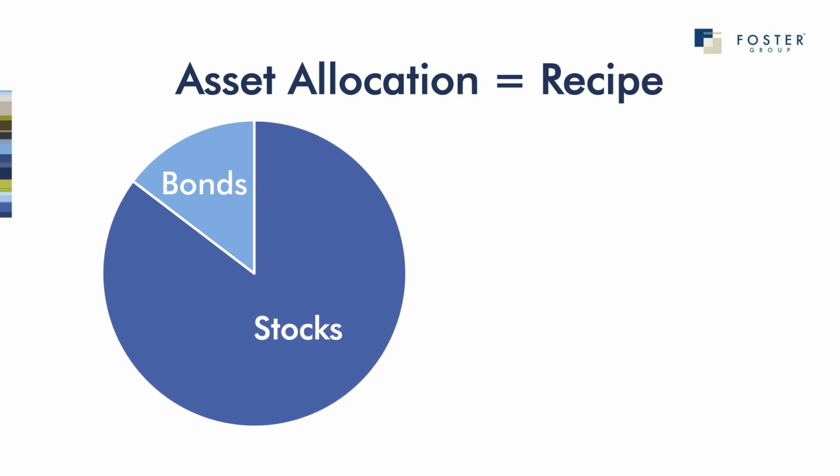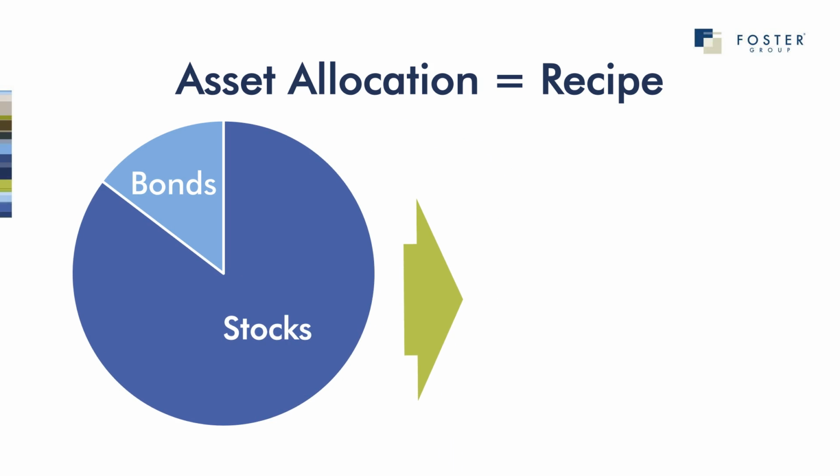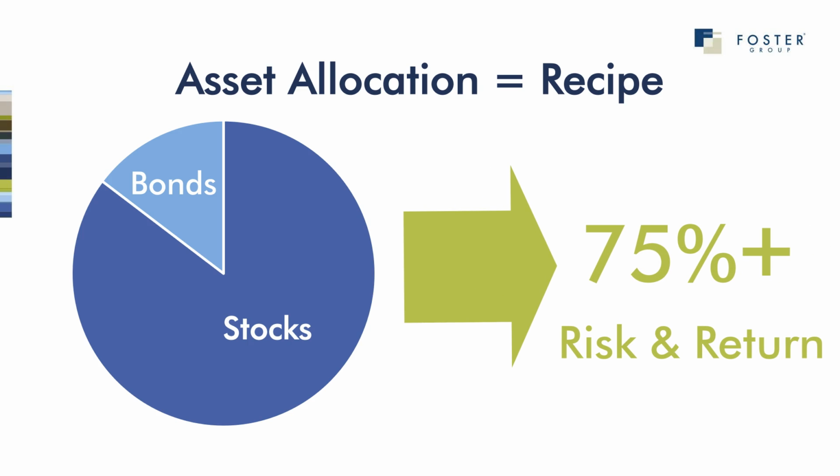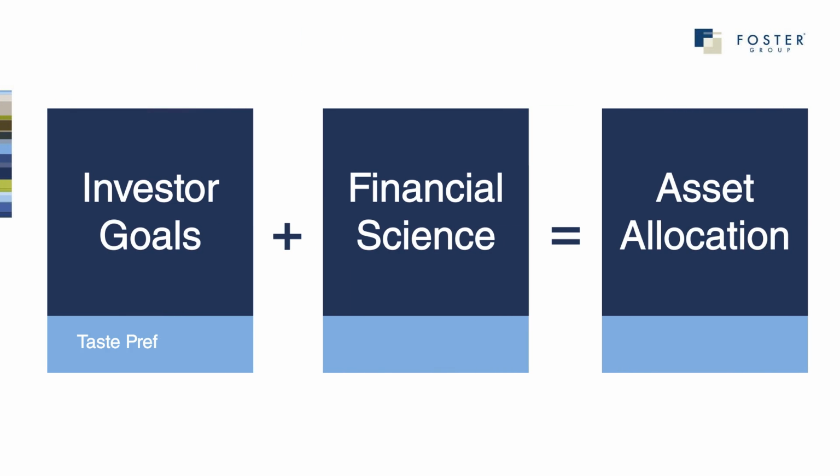Much academic and industry research has been done on the importance of asset allocation. These studies almost all indicate that well over 75% of a portfolio's expected risk and return will be determined by the asset allocation, or for the purposes of our discussion, the recipe. The financial goals of an investor are taste preferences, combined with financial science, how ingredients interact, form the basis of a portfolio's asset allocation or recipe.